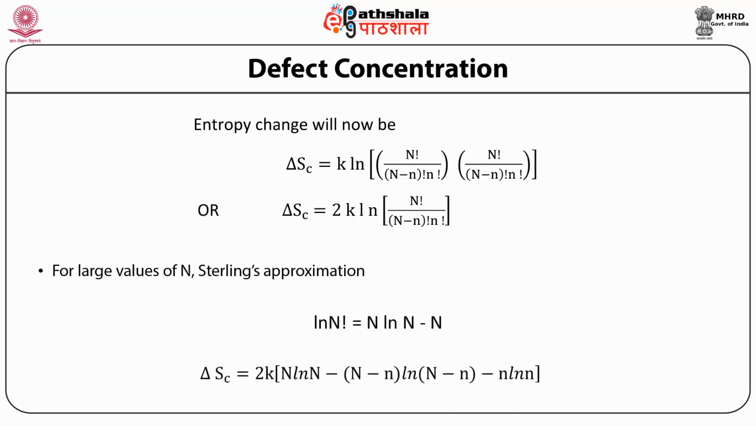So for large values of capital N, Stirling's approximation, that is natural log of N factorial is equal to N log N minus N, can be applied in the above expression, and the entropy change expression becomes delta SC is equal to 2k bracket start capital N ln capital N, where ln is the natural log, minus (capital N minus small n) ln (capital N minus small n) minus small n ln small n, bracket close. And the total free energy can be expressed and is shown in the next slide.